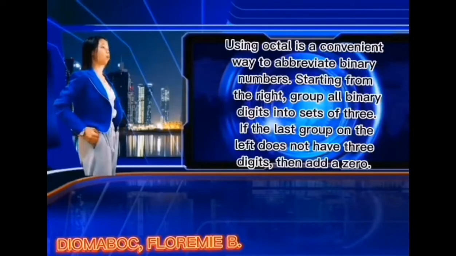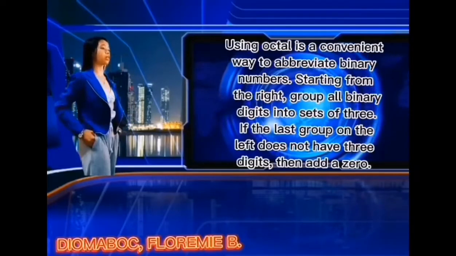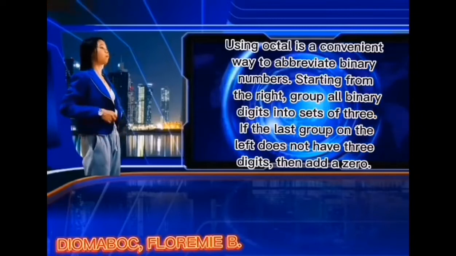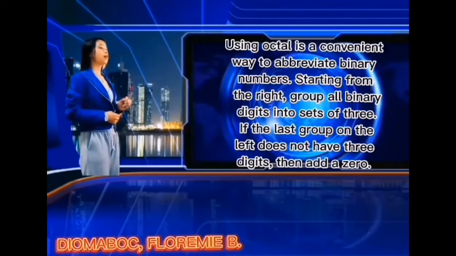So using octal is a convenient way to abbreviate binary numbers. Starting from the right, group all binary numbers into sets of 3 digits. Then add 0.